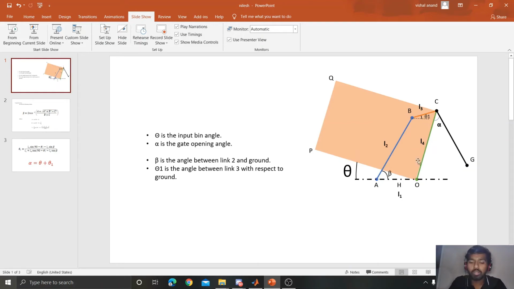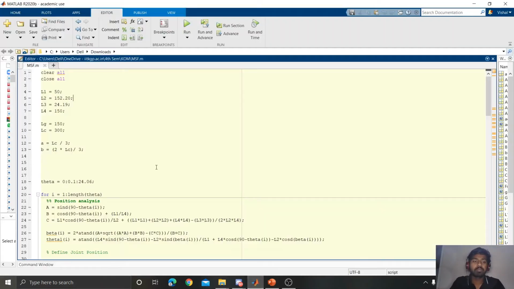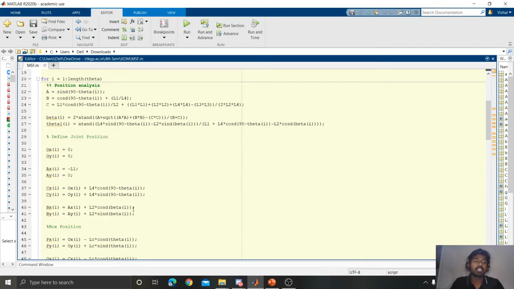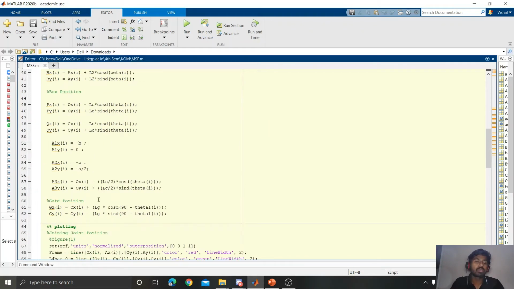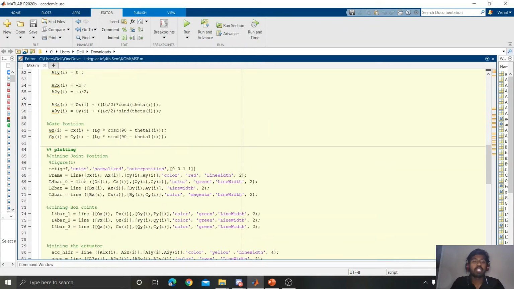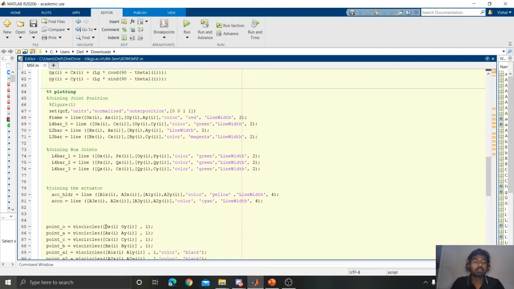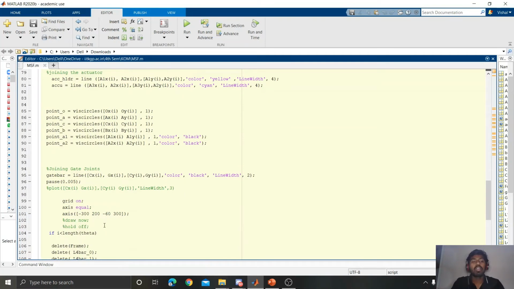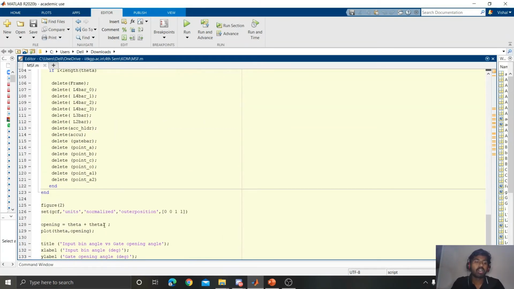Now we will go to the code part and I will explain it. So this is the code part, the lengths that we took, and Nilesh had already explained it. So this is the position analysis, and these are the coordinates that we obtained for the box and for the gate, and using the coordinates we plotted the lines between them to form the box, the actuator parts basically, and the gates also. At the end we plotted a graph between input bin angle versus gate opening angle.